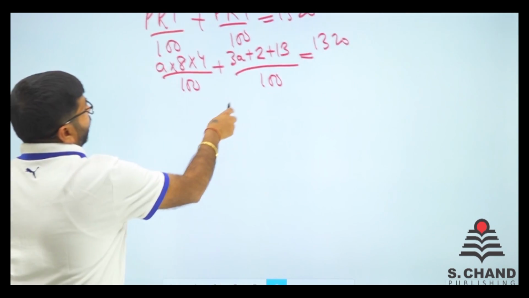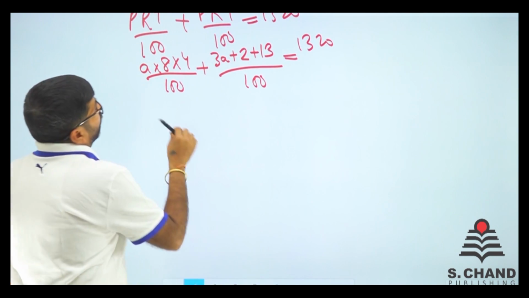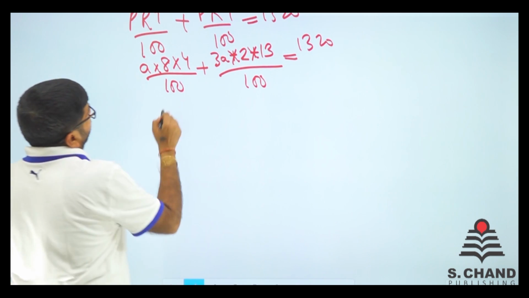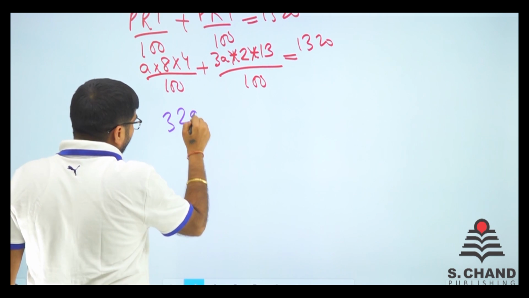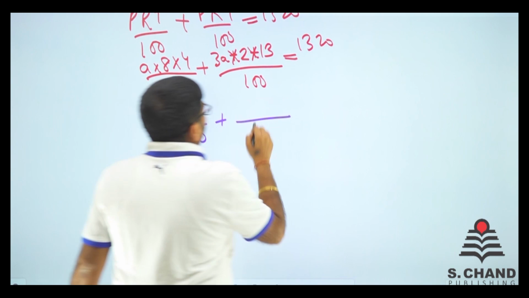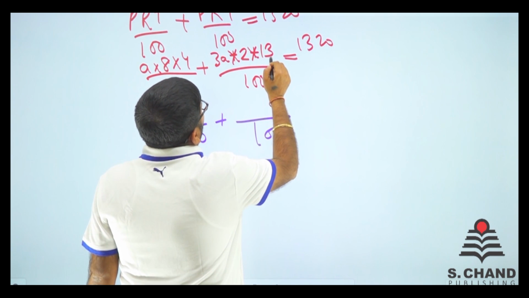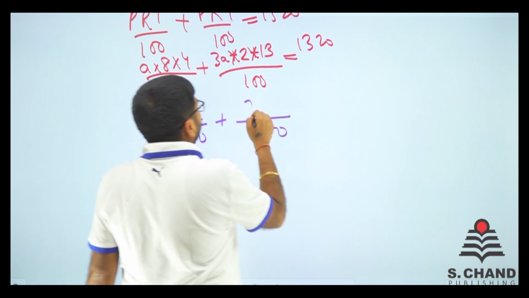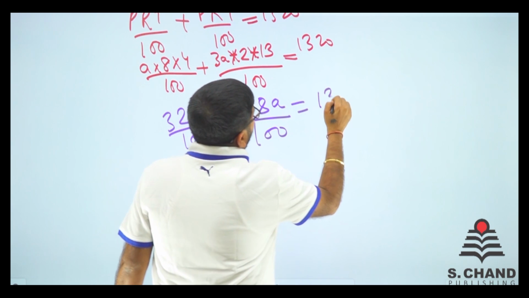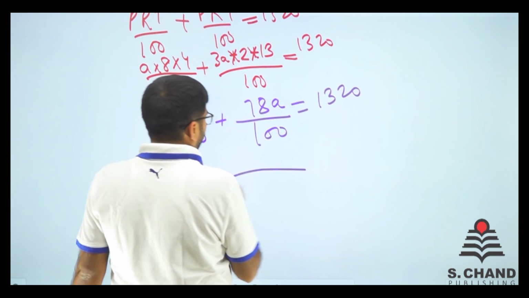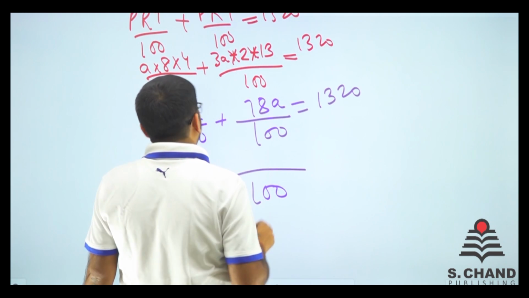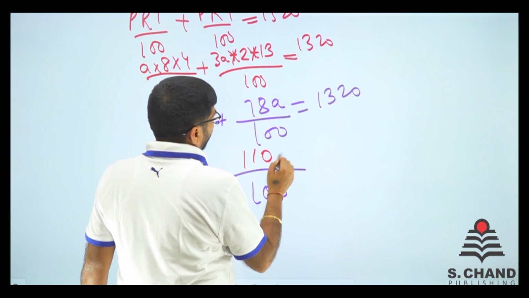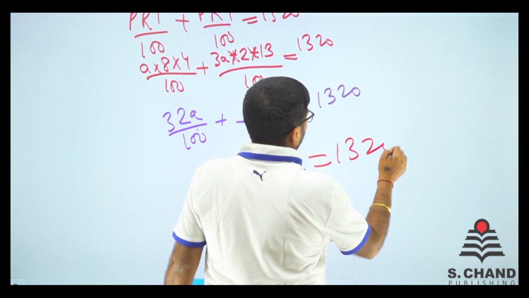So do one thing. Just calculate this first. This is multiplication. So here it is 32A by 100. Here we got 100. So 13 into 2 is 26. 26 into 3 is 78. 78A is like 320. So what I'll do is put 100 here. We just add 78 and 32. 78 and 32 is 110, I guess. Yes, it is 110. A is equal to 1320.